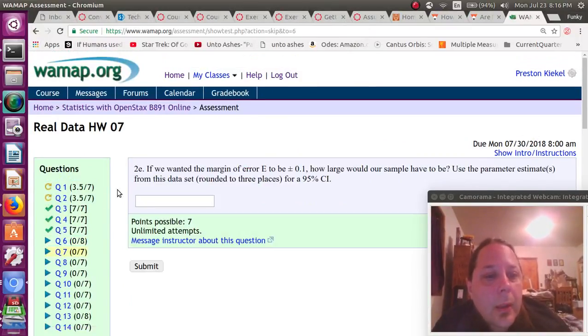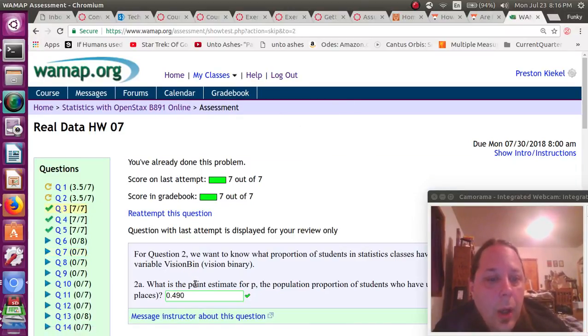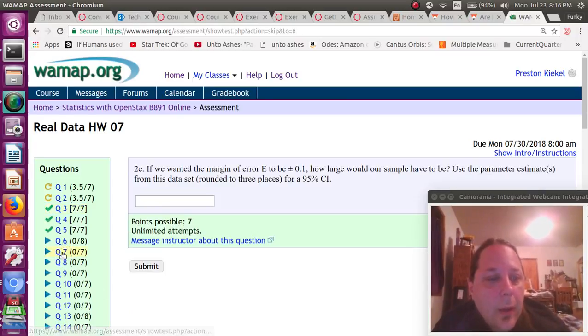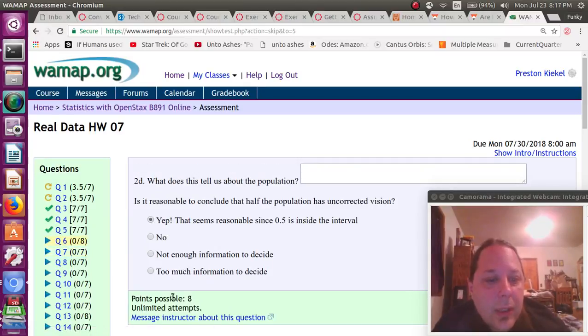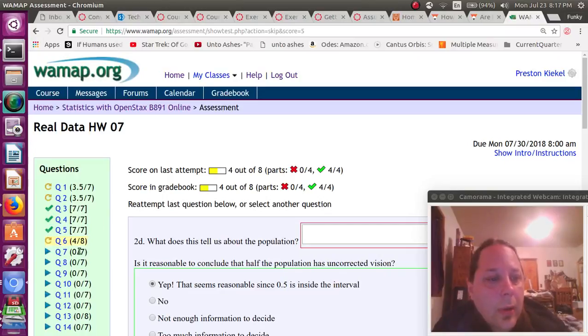Okay. Next, if we want to design a margin of error E to be plus or minus 0.1, how large would it have to be? So I'm going to use my parameter estimate, that is p hat of 0.490 in my estimation here. That's how we do that. So I'm just going to go ahead and answer this just for fun, so I get another green.